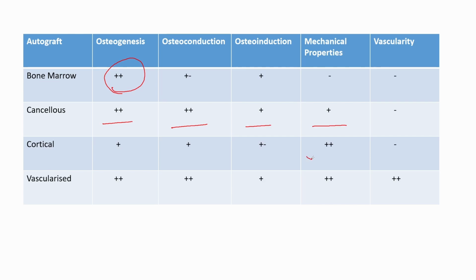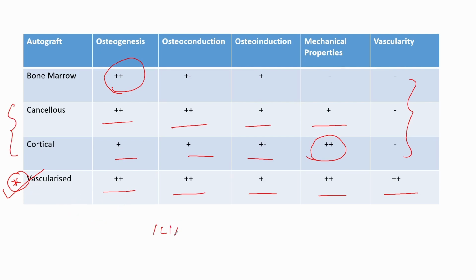Cortical autograft has excellent mechanical properties and a relatively less amount of other properties. Whereas a vascularized graft will have good osteogenesis, good osteoconduction, fair osteoinduction, excellent mechanical properties, and good vascularity. So a vascularized graft will have almost all the properties of a graft. No other graft will have vascularity. However, vascularized grafts are difficult to harvest.